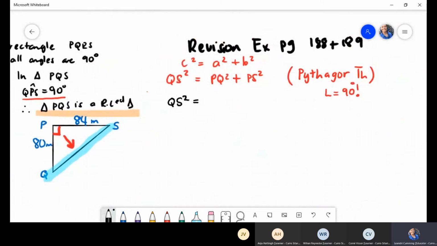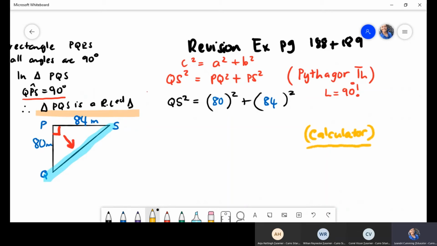And I say, okay, I'm going to substitute my lengths. I've got PQ is 80, and then I've got PS is 84. And then I want to just go one step further. I don't want to use my calculator just yet. I'll use a calculator for this one because it's rather big. But I will only use this when I've written everything down the way I want it. And that would be QS is then the square root of 80 squared plus 84 squared.